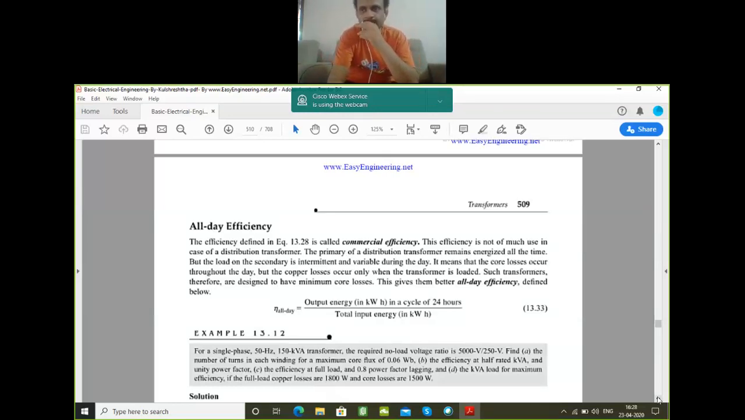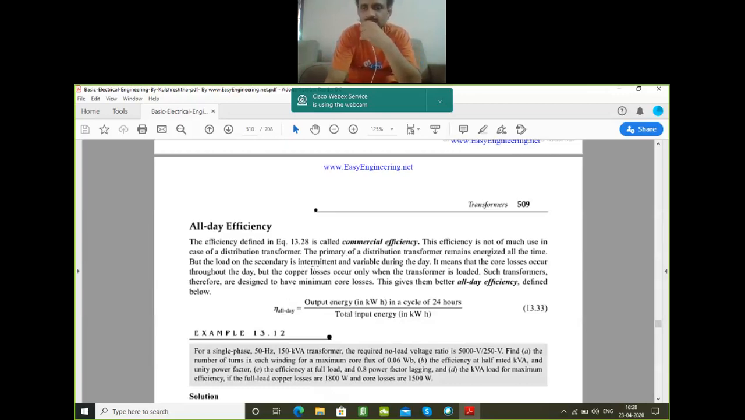So iron losses occur throughout the day, while copper losses occur only when the transformer is loaded. Whenever you connect a load, copper losses occur.